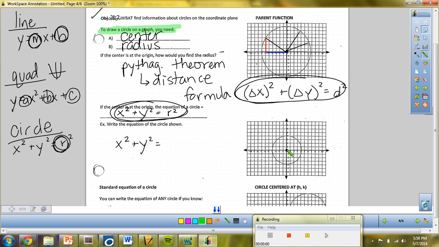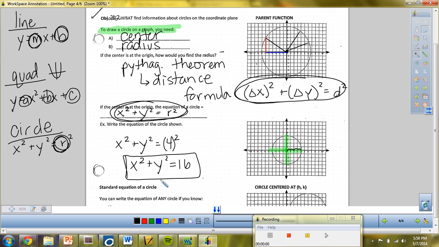I can see that this radius right here just goes straight from 1 to 4. Same with this radius, this radius, this radius, right? I can count and see that I go 1, 2, 3, 4 spaces. So my radius is just substituted in 4 squared, and I simplify. So my final equation is x squared plus y squared equals 16. And that's all there is to it.